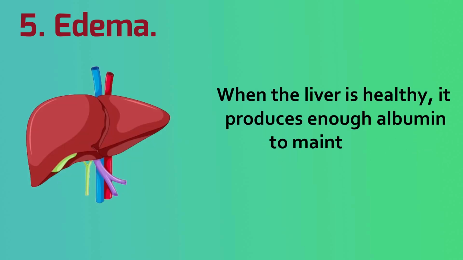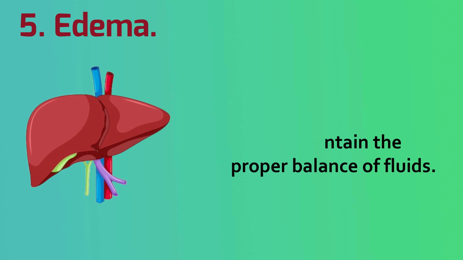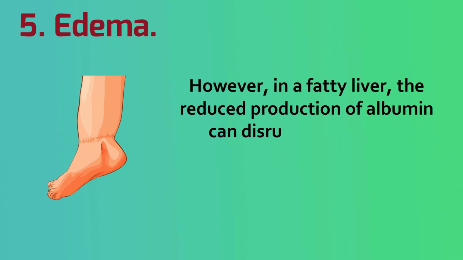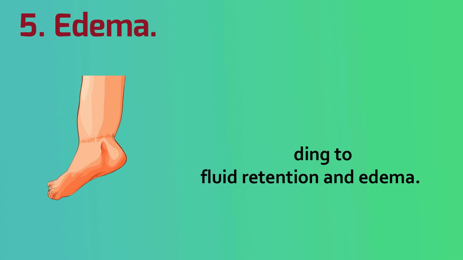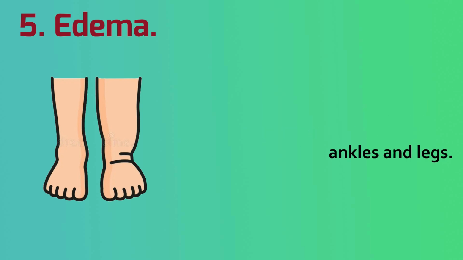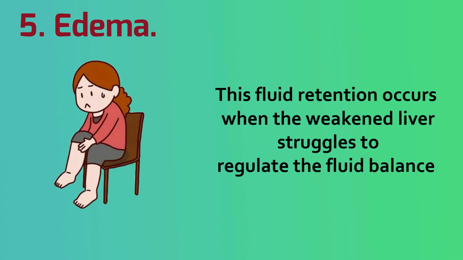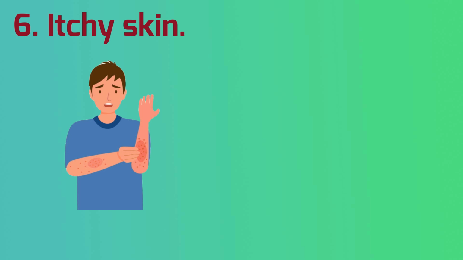When the liver is healthy, it produces enough albumin to maintain the proper balance of fluids. However, in a fatty liver, the reduced production of albumin can disrupt this balance, leading to fluid retention and edema. Edema commonly affects the lower extremities, causing swelling in the ankles and legs. This fluid retention occurs when the weakened liver struggles to regulate the fluid balance and the excess fluid seeps into the surrounding tissues.